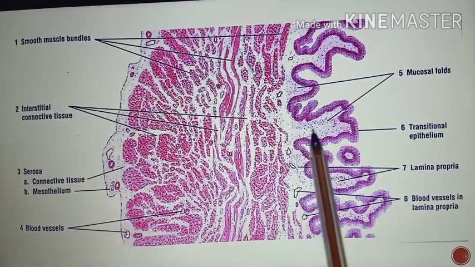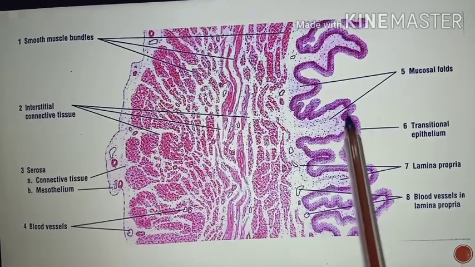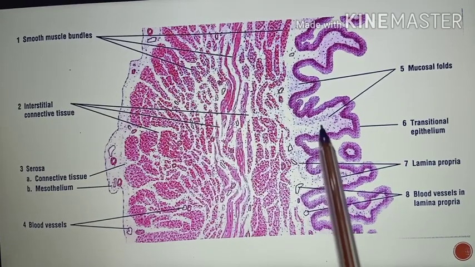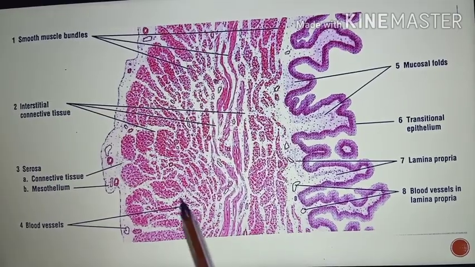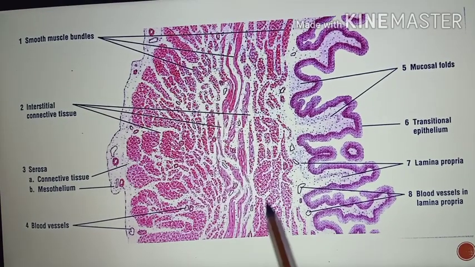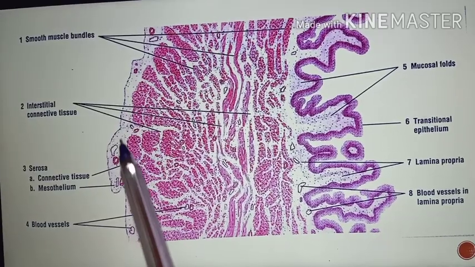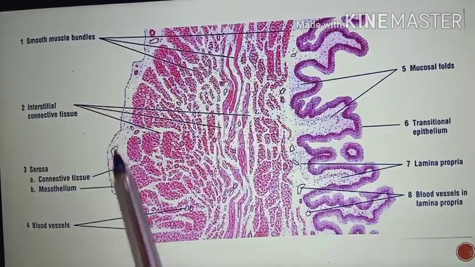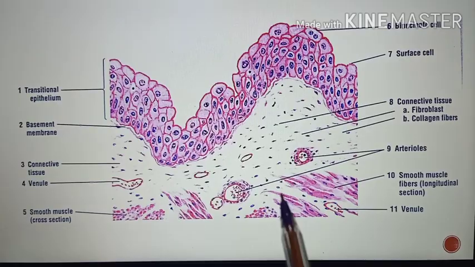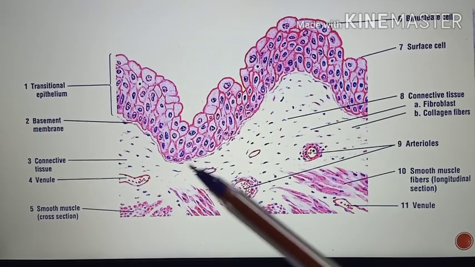So this is towards the lumen what you are having, that is the mucosal layer. Here you are having the epithelium, then the lamina propria. Then you are having the muscular layer, that is a thick layer made up of smooth muscle. Then the third layer what you are having, so this is the serosal layer, or else you will have the adventitia layer. So here you can see the enlarged view of the inner mucous membrane layer.